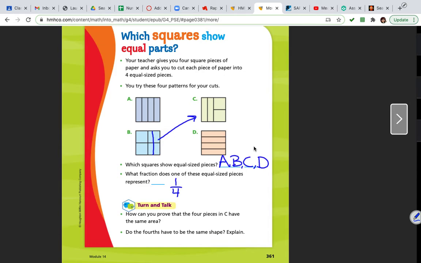Do the fours have to be the same size shape? So the fours do not have to be the same size shape as long as they have the same area. So they could be the column, they could be a row, they could be a square. So the fours do not have to be the same size shape, but they do have to take up the same area. All right, on the next page.